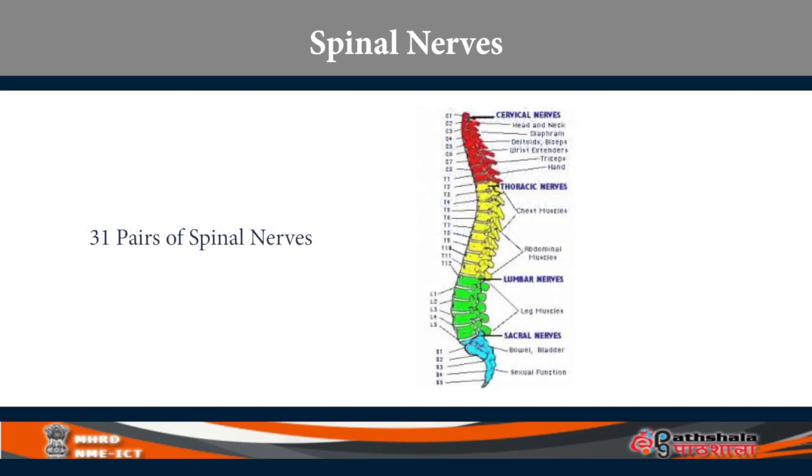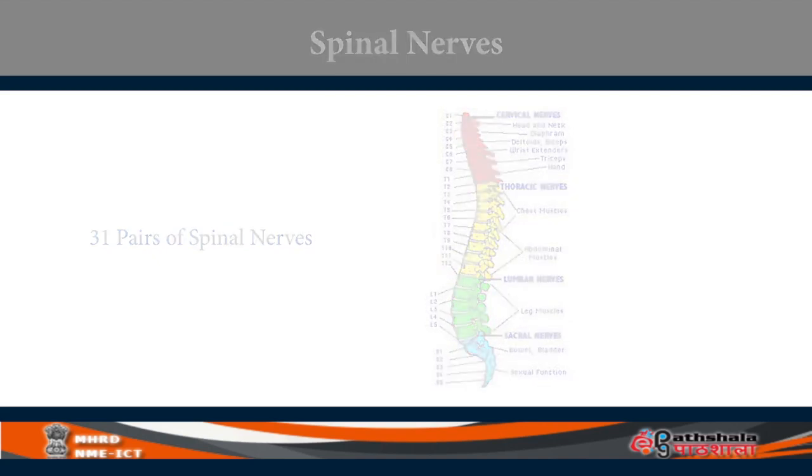You can see in the picture on the screen all the 31 pairs of spinal nerves. The first top red area is the cervical portion of the spinal cord, thoracic is the yellow area, lumbar is the green area, sacral is the blue area, and their function is also indicated, and numbers are given on the left side. Study this figure to understand the various spinal nerves. So, this module is about the nervous system, and I have explained mainly about the brain and spinal cord making up the central nervous system, and cranial nerves and spinal nerves making up the peripheral nervous system.